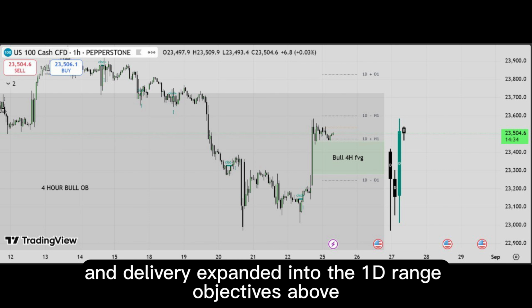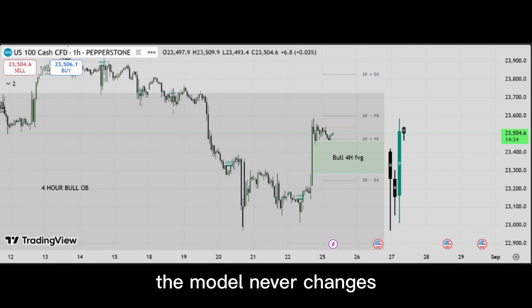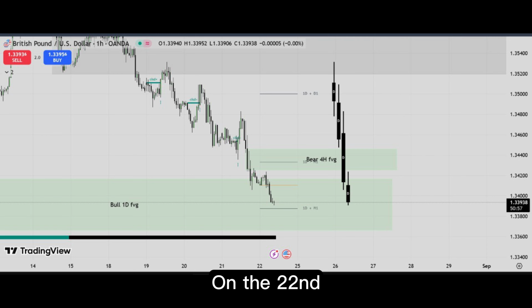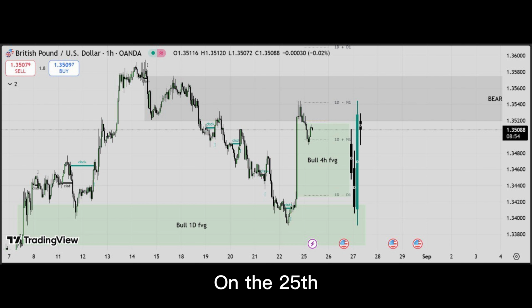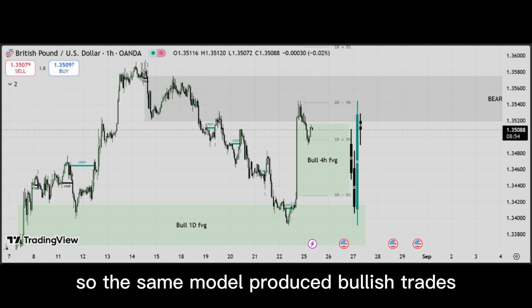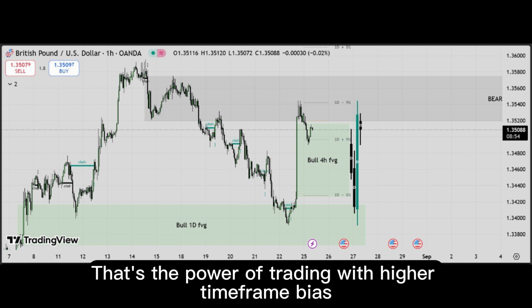So the key lesson here: the model never changes. It's always sweep, CISD, retrace, delivery. What changes is the context. On the 22nd, assets were in premium, so the setups were bearish. On the 25th, assets were in discount, so the same model produced bullish trades. That's the power of trading with higher timeframe bias.